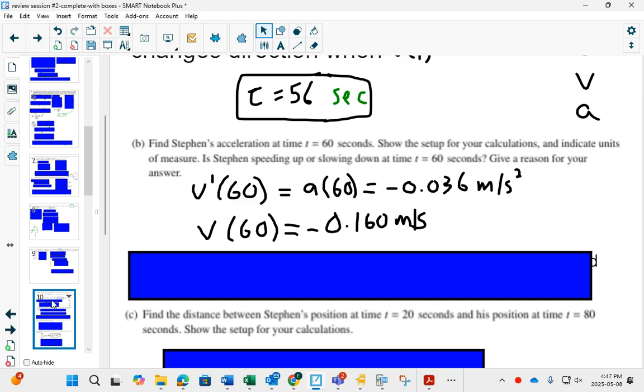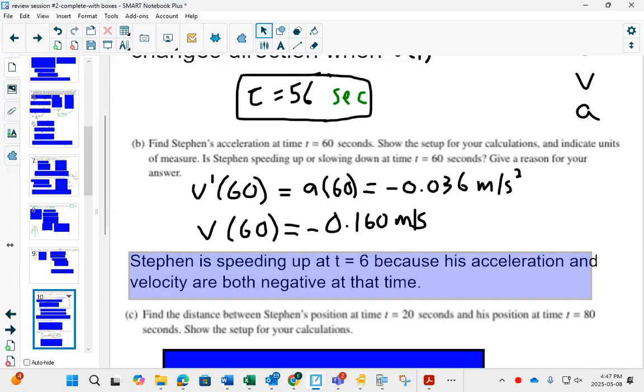So going back, now I've got v prime at 60, v of 60, and how do we tell if it's speeding up or slowing down? The signs. What do we say if they're both negative? Speeding up.